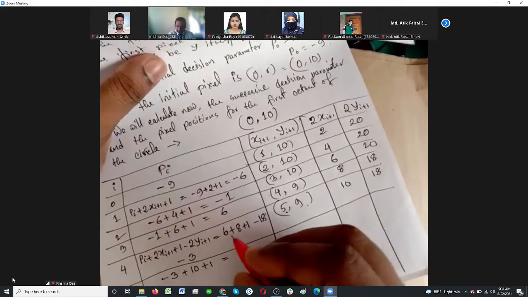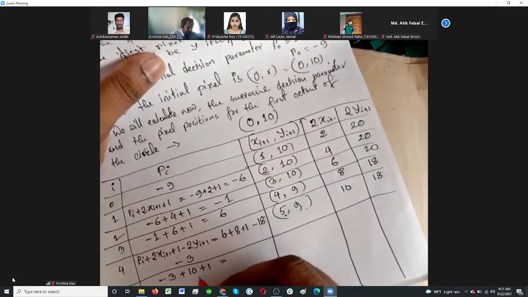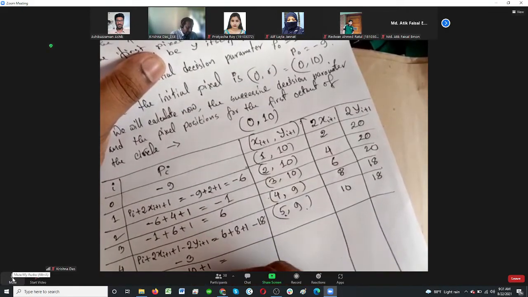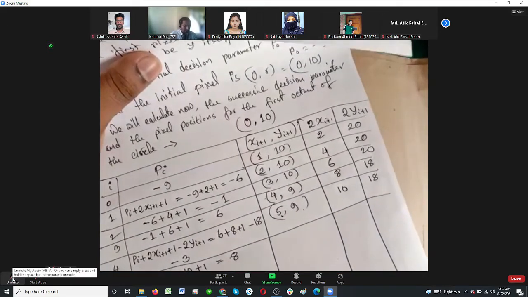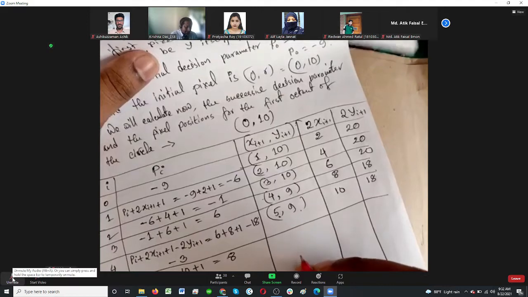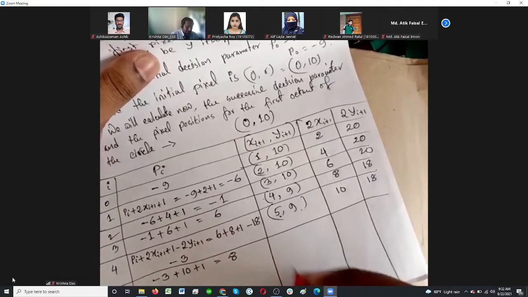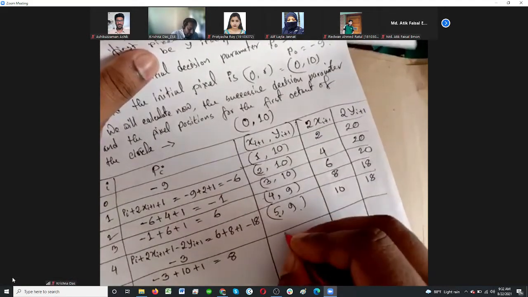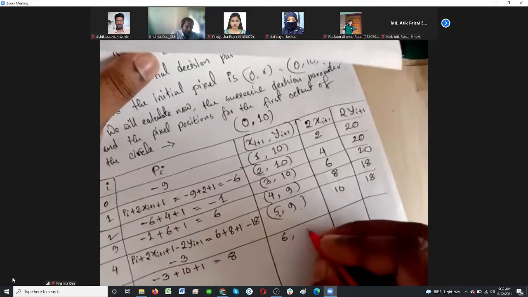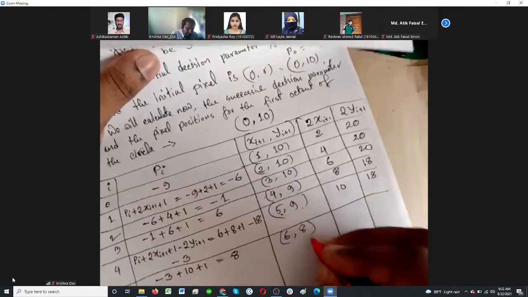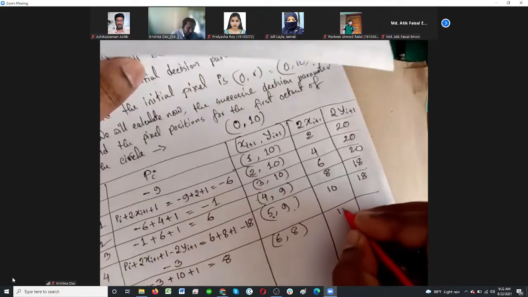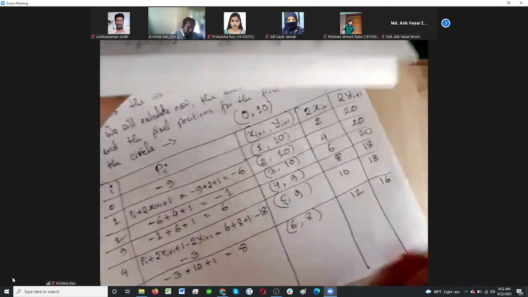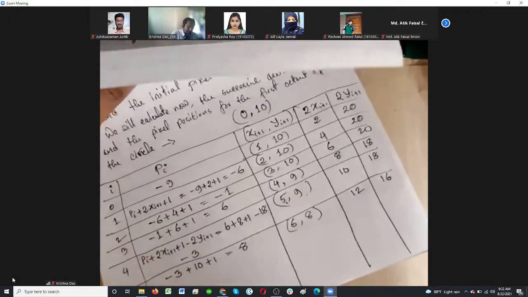So that we get 11 minus 3 is 8, right? Yes, we get 8. So if it is 8, then positive, so 5 will become 6, 9 will become now 8. That means reduced by 1, and that will be 6 is 12 and 8 is 16, and that is the fifth iteration.